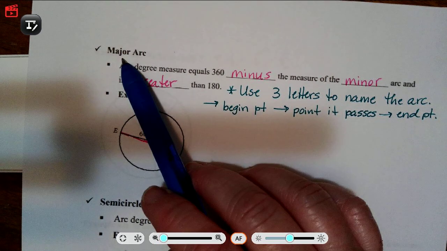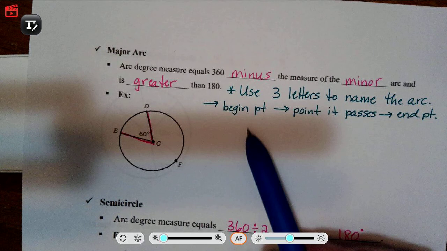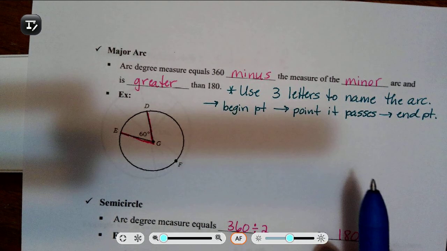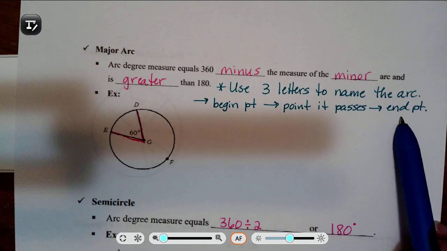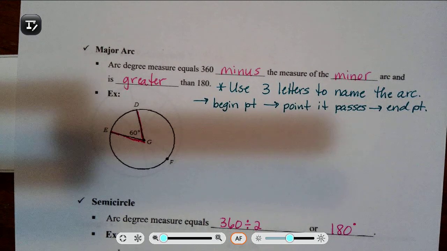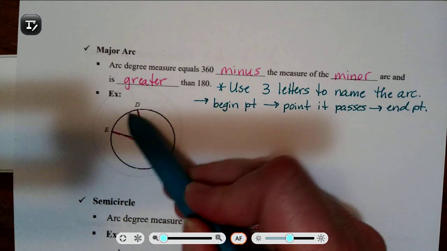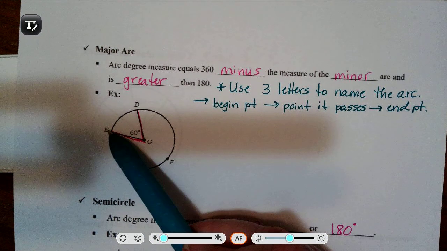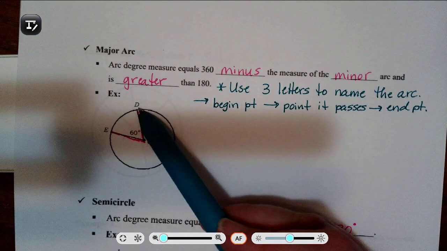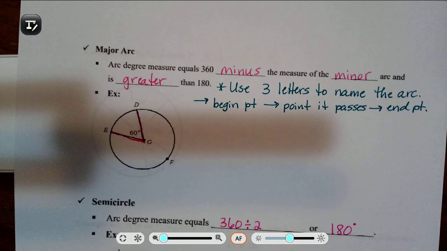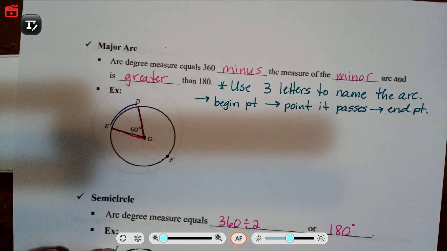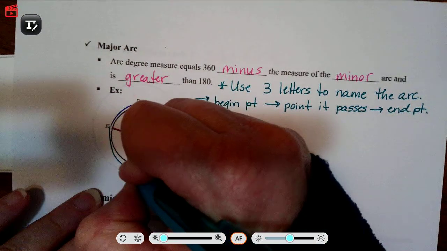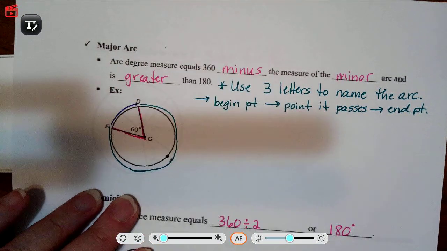But we want to identify a major arc. When we identify a major arc, we must use three letters to name that arc. At what point did we begin? What point did we pass through? And where did we end? So if we look at this particular one, ED would be the minor arc. E coming around to D this way would be a major arc. But we need to make sure that we can specify which arc we are looking at. Are we looking at the minor arc from E to D, or are we looking at the major arc going almost all the way around?